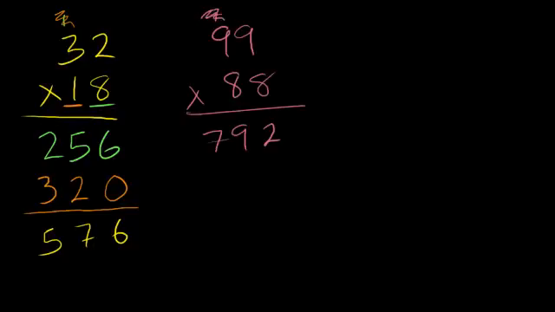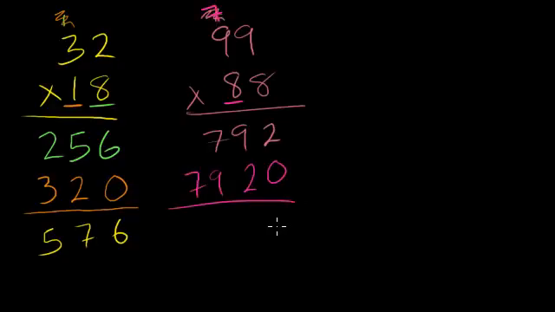Let's just delete it just so that we don't get confused in our next step. In our next step, we're going to multiply this 8 now times 99. But this 8 is an 80. So stick a 0 down there. 8 times 9 is 72. Stick a 7 up there. Then 8 times 9 is 72, plus 7 is 79.